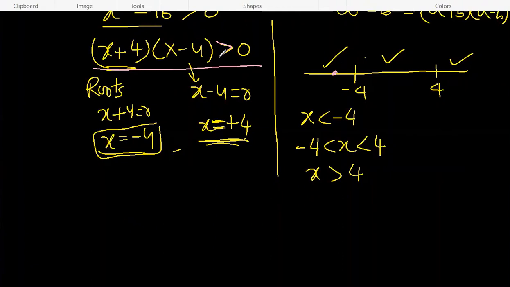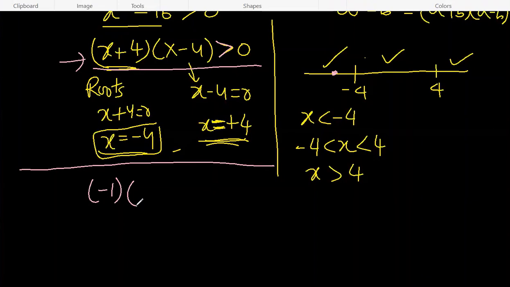So let's take a number here. Let's say minus 5. So let's put minus 5 here. Minus 5 plus 4 is minus 1 multiplied by minus 5 minus 4, which will be minus 9. And it gives us positive 9. Yes, it is more than 0. This is one of the solutions of this inequality.